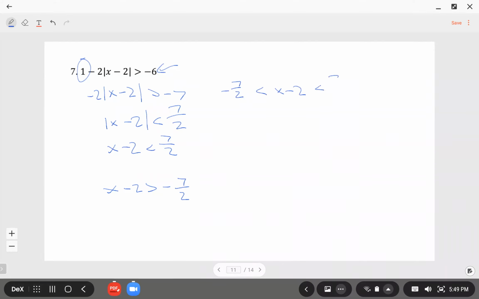All right. And I'll explain why you have two inequalities later. I'm just going to solve it now and plus 2 to both sides. And since we have a denominator of 2, the common denominator, we're just going to add 4 over 2, right? So what we get is negative 3 over 2 is less than x, no minus 2 anymore, and then less than 11 over 2. Okay, Stephen got it correct.